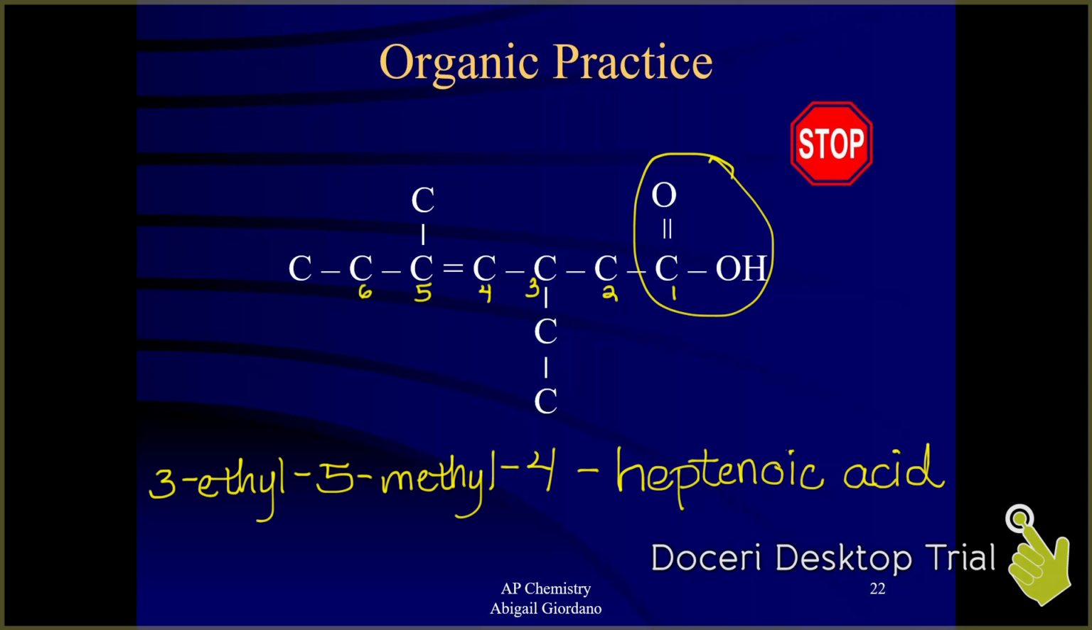5, 6, and 7. Because this carbon chain had more than 3 carbons, I needed to indicate where my double bond is. That's why the number 4 is in that name. And then I had to indicate where my substituents are. There's an ethyl group, there's a methyl group. So this is my final answer.